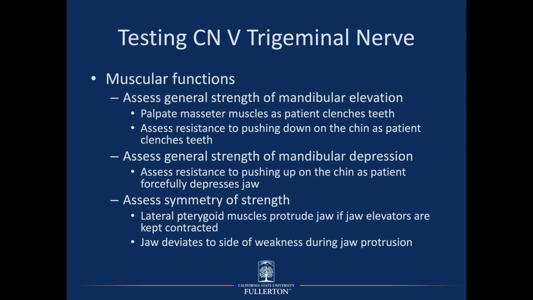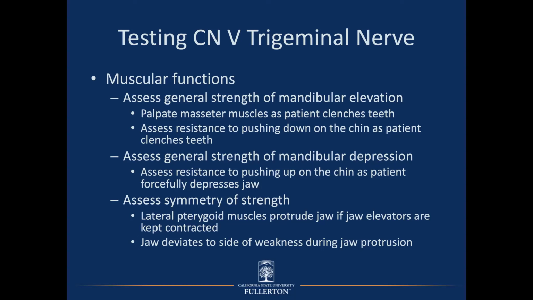Now, how do we test the muscular aspects of 5? We're going to assess the general strength of mandibular elevation. And we're going to do that by palpating the masseter and also the temporalis as the patient clenches their teeth, and also their resistance to us pushing down. So if you ask them to close their mouth and then we go like this, like we're trying to pull their chin down, that's a test of the general strength. I mean, you can kind of see if they're functional that way.